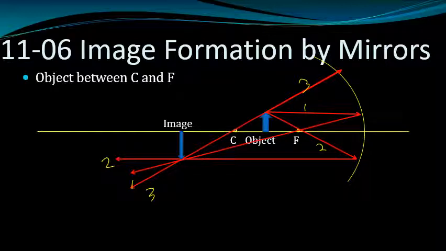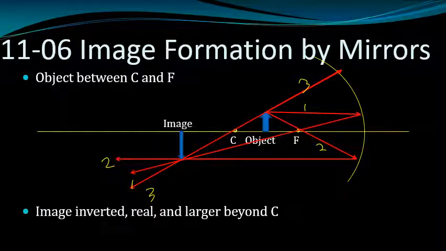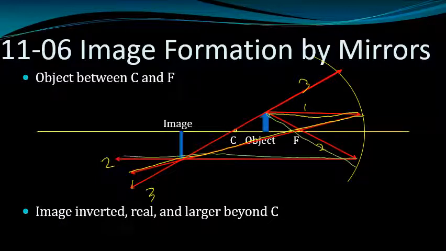So when the object is between C and F, the image is inverted, real, and larger, beyond C. Let's do this one more time. Ray 1 goes parallel, reflects through F. Ray 2 goes through F, reflects parallel. Ray 3 goes through C, comes straight back.